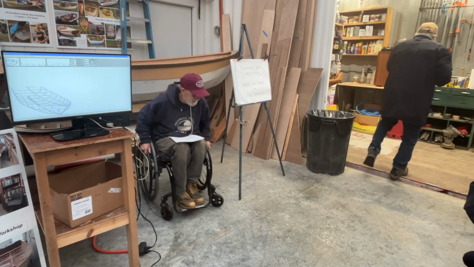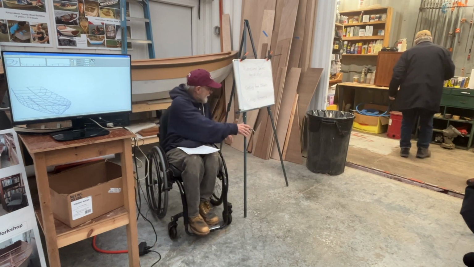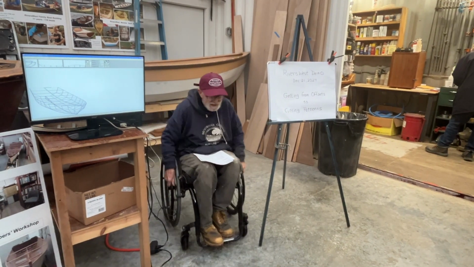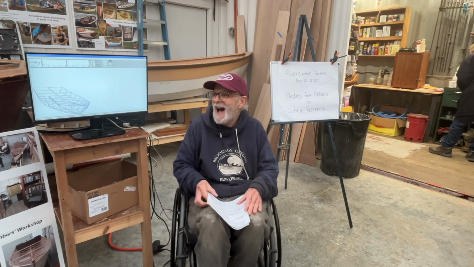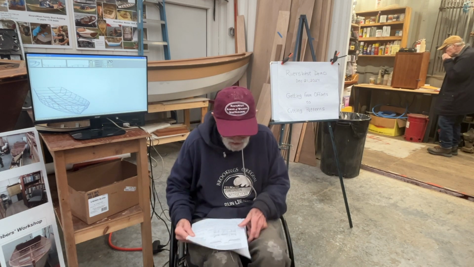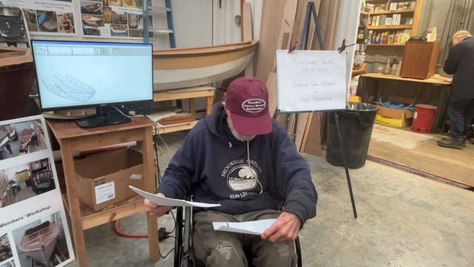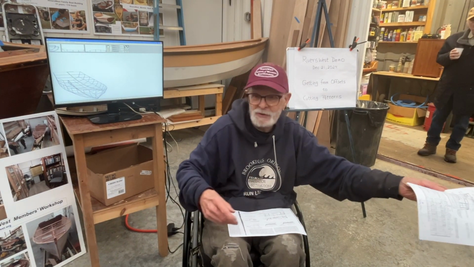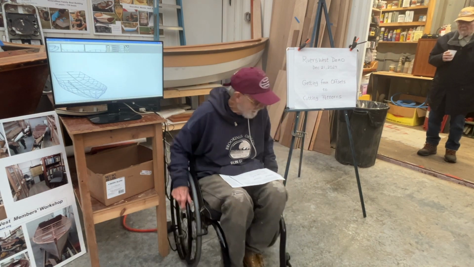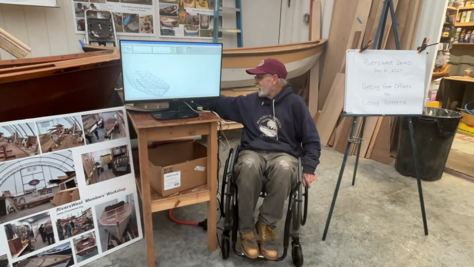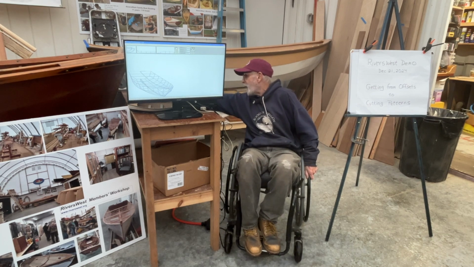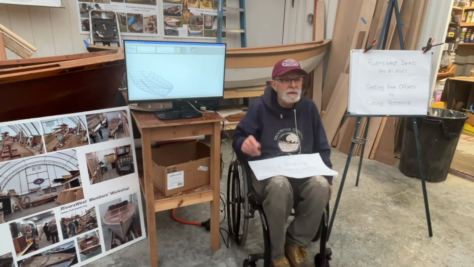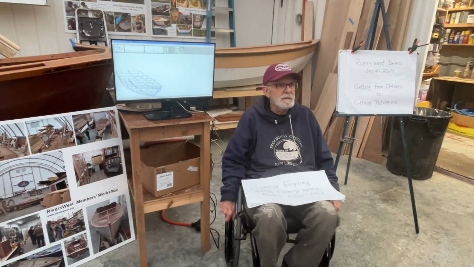All right, so we're getting ready to start the demo. It's a CAD demo, and Charlie's going to show us how to use the software, or give us an introduction to it anyway. There is a handout. There's 10 copies, so some people are going to have to share. Go ahead and pass those around.